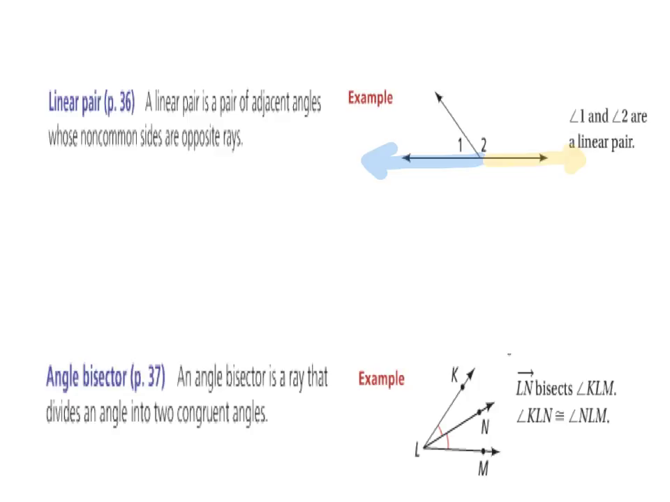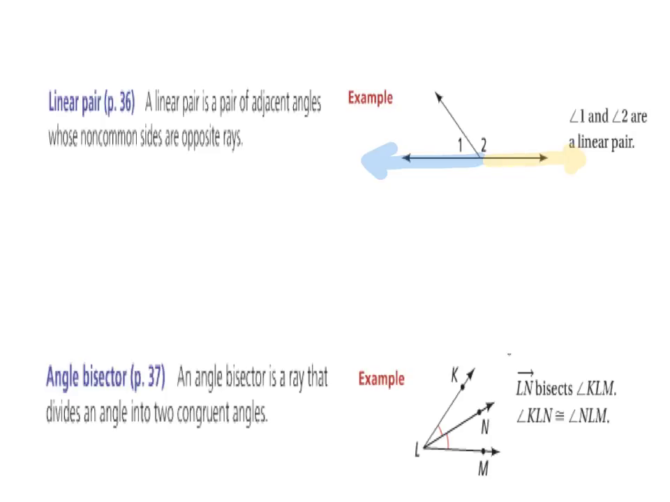Now, supplementary and linear pair are very similar, and yes, they more or less mean the same thing, but it's the vocabulary that they're going to use a lot of times. They'll ask you to identify a linear pair, or identify two supplementary angles. Essentially, you're looking for the same kind of thing. So here, in this case, angle 1 and angle 2 are a linear pair.